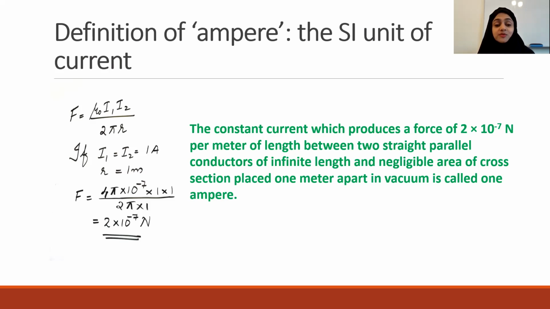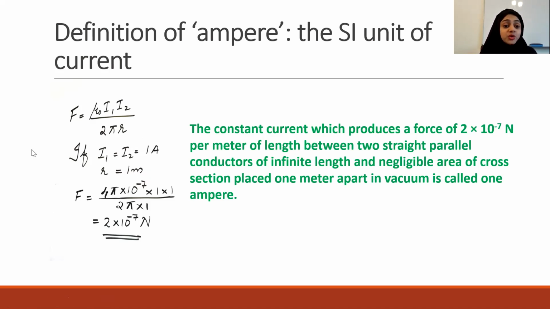And for that, we will use the formula we just learned, that is the force per unit length acting between two wires which are kept parallel to each other at a distance of r and carrying current I1 and I2. F is equal to mu naught I1 I2 by 2 pi r. Now, consider a case where both of the currents I1 and I2 are 1 ampere each. So, both of them carry 1 ampere current and they are kept 1 meter apart. So, the distance between them is 1 meter.